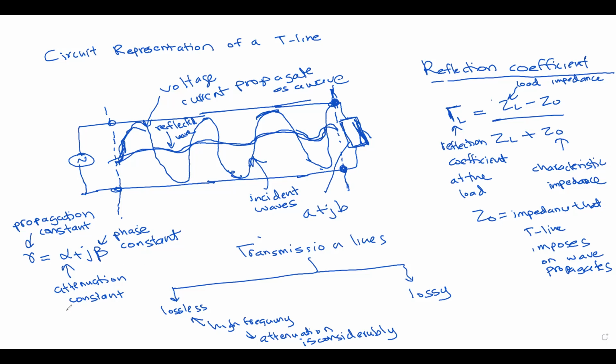So the attenuation constant in a lossless transmission line will be 0. Attenuation is considered to be 0 in a lossless transmission line. So alpha value will be equal to 0, and only the beta value will have a certain value. Okay, so basically in our calculations we consider situations where beta value has a certain amount.